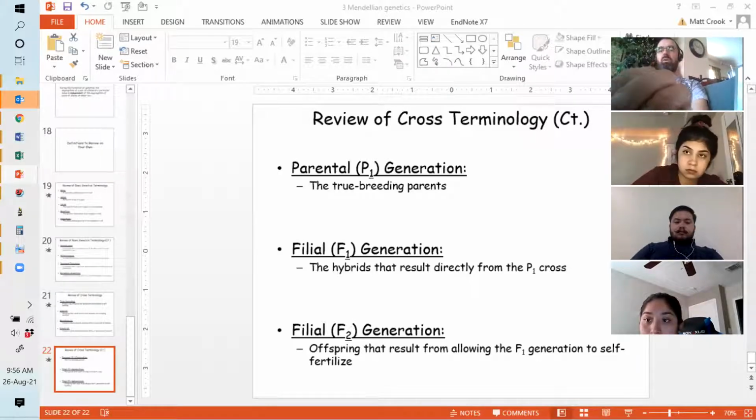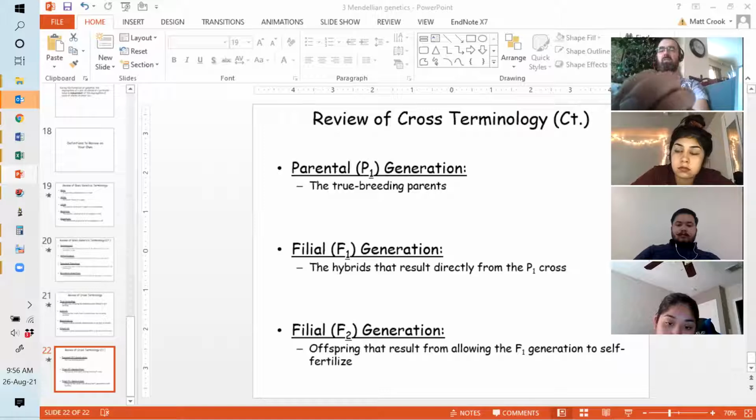Four, no mutations. In other words, no new alleles.